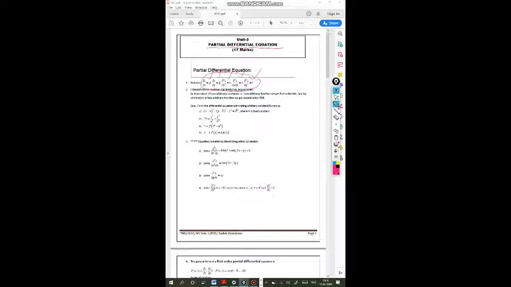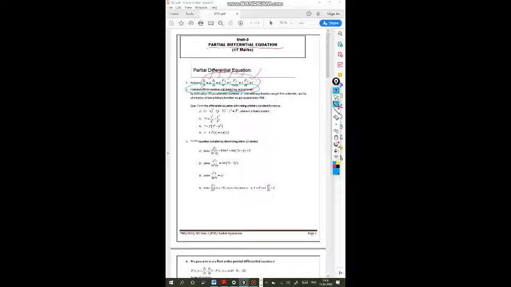Okay, so already you know the differential equation is the equation in which the differential coefficients are present. Here the first article is known as formation. I will say this one is the formation of partial differential equation. Okay, formation. So how to form the differential equation?